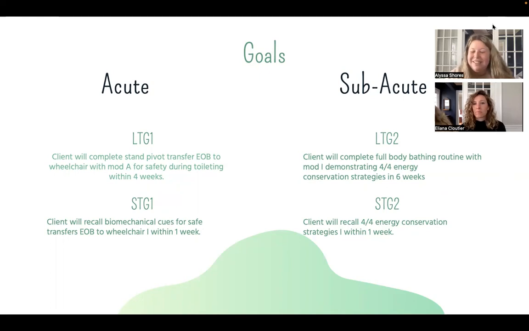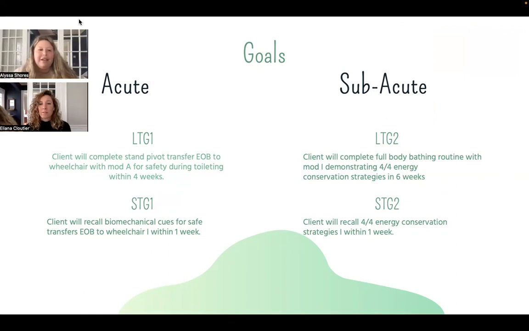edge of bed to wheelchair, independently within 1 week. And then for the subacute phase, so maybe in an inpatient rehab center or home health, the client will complete a full body bathing routine with mod independence, demonstrating 4 out of 4 energy conservation strategies in 6 weeks. And the short-term goal being the client will recall 4 out of 4 energy conservation strategies independently within 1 week.